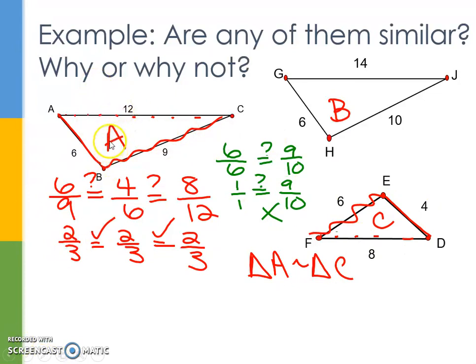They're going to have a 2 to 3 ratio here. Okay, so this triangle and this triangle have the same proportionality. So these two are similar triangles. If you look at A and B, 6, 6, 9, 10, they're not the same ratio. This is 1 and this is 9 to 10. So these two are not going to work. So A and C are similar figures because they have the same scale factor.